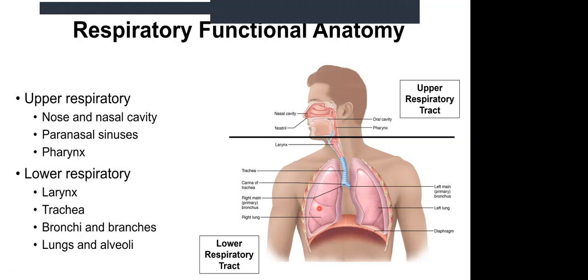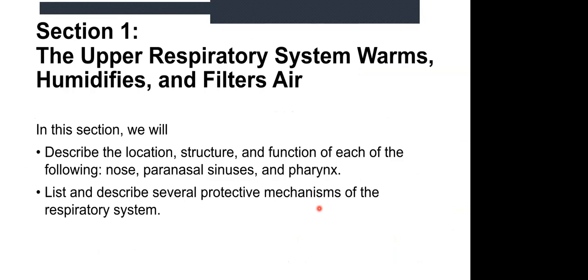So let's go ahead and move through each of these structures in this PowerPoint. So the upper respiratory tract is going to have the job of warming, humidifying, and filtering the air. So in this section, we're going to talk about the location, structures, and functions of the nose, the paranasal sinuses, and also the pharynx. And we're going to list and describe several different protective mechanisms of the respiratory system.